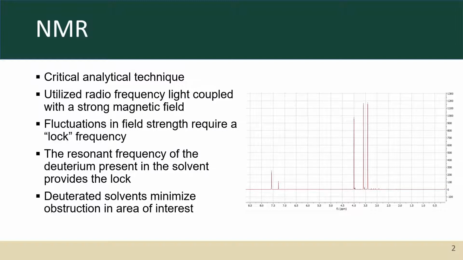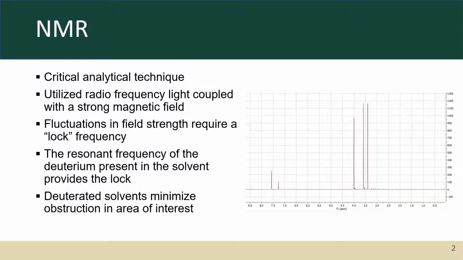NMR is a critical analytical technique, so you can use it either qualitatively or quantitatively in everything from synthesis work to unknown analysis to thermodynamic equilibria or even kinetics. So a strong magnetic field is applied to the sample, and that's going to separate the hydrogen nuclei into either a spin up or spin down configuration, so either aligned or opposed with a magnet.